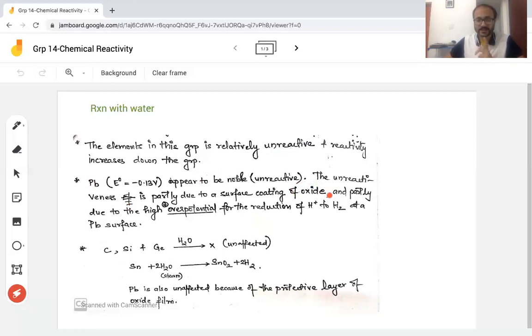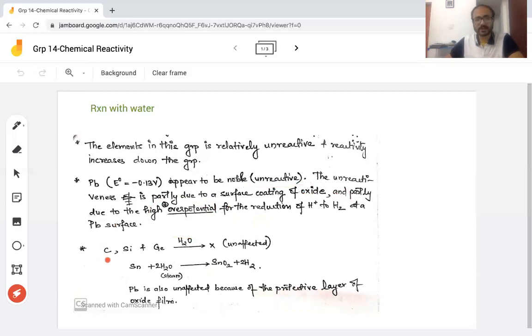The second factor that is responsible for its unreactivity with water is its high overpotential for the reduction of H plus to H2. On the lead surface, this reduction, H plus to H2, is responsible for the reaction of a metal with water, because you know when a metal reacts with water, it produces hydrogen. So that means it is the H plus reduction happening to H2. That particular reduction has a very high overpotential. That means you can consider it as a very huge hill that it has to cross in order for this reaction to happen. Because of this high overpotential of the reduction of H plus to H2, this is another cause for lead being unreactive to water.